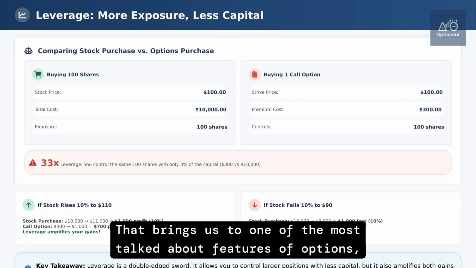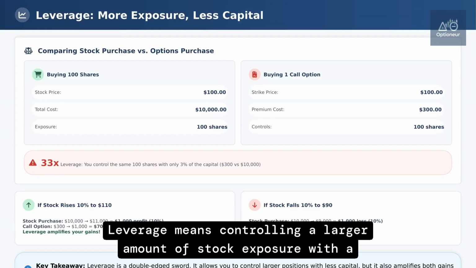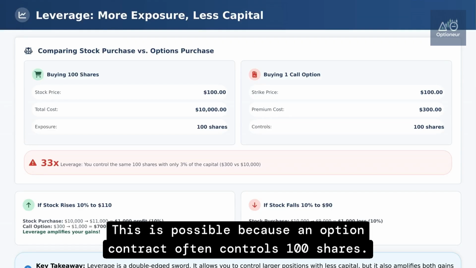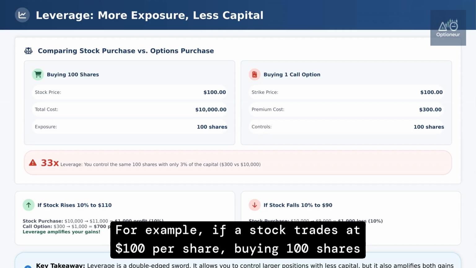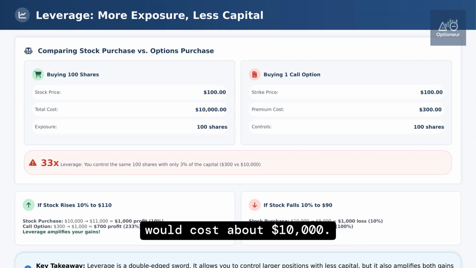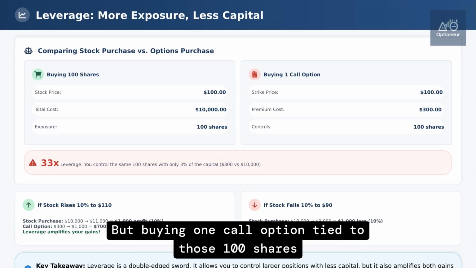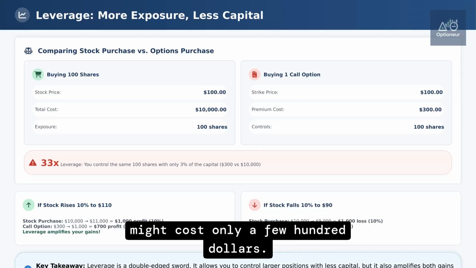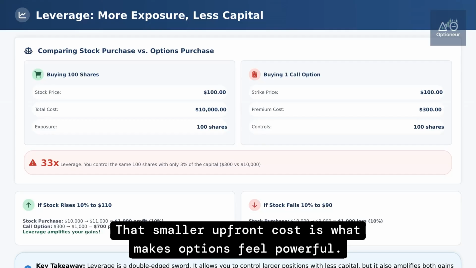That brings us to one of the most talked about features of options, which is leverage. Leverage means controlling a larger amount of stock exposure with a smaller amount of money. This is possible because an option contract often controls 100 shares. For example, if a stock trades at $100 per share, buying 100 shares would cost about $10,000. But buying one call option tied to those 100 shares might cost only a few $100s. That smaller upfront cost is what makes options feel powerful.